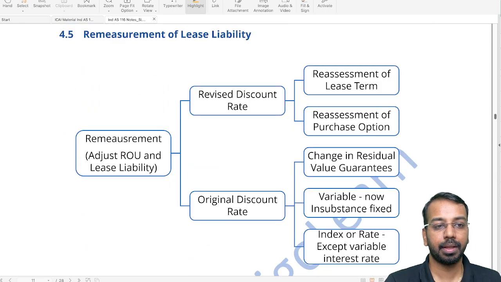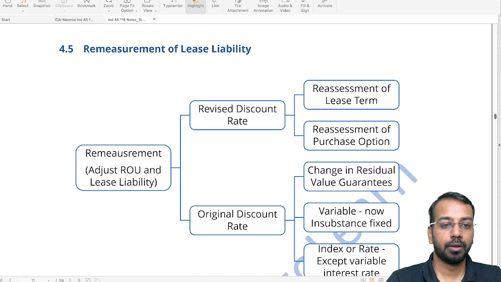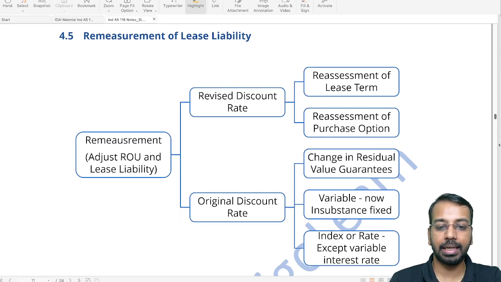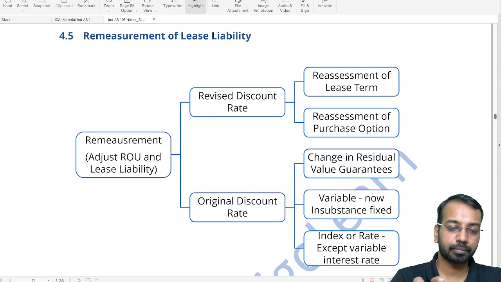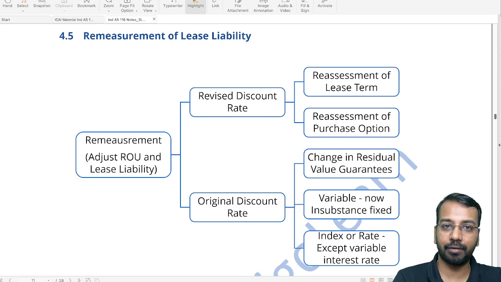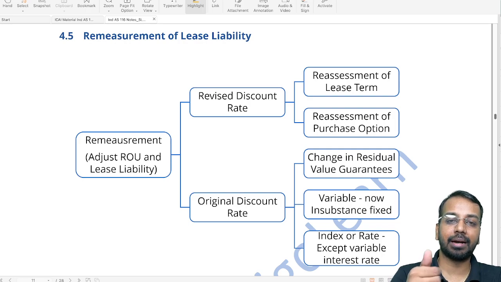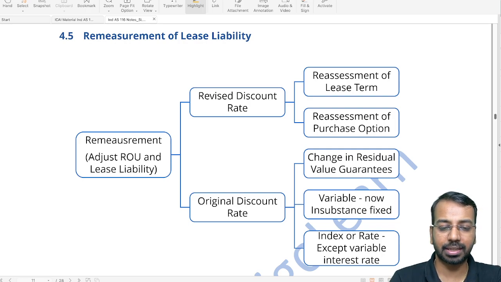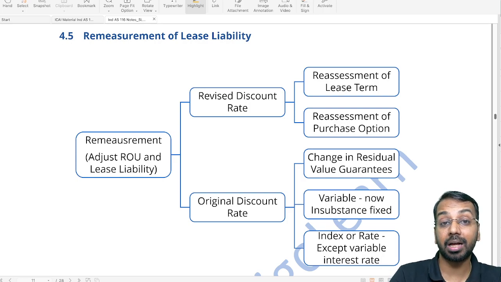Now, so far we have covered broadly things like calculation of lease liability, the residual value guarantee, then how do we calculate lease payment, the ROU asset, all of that we have covered, and these are the simpler types of question which are asked in the examination.